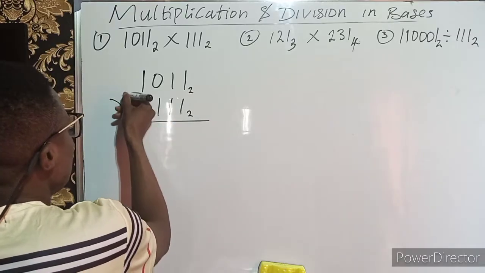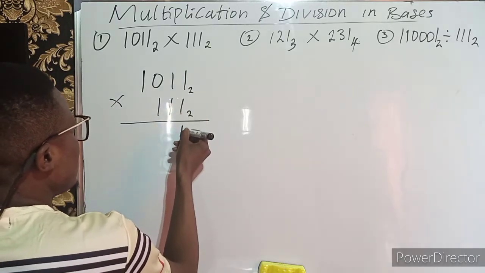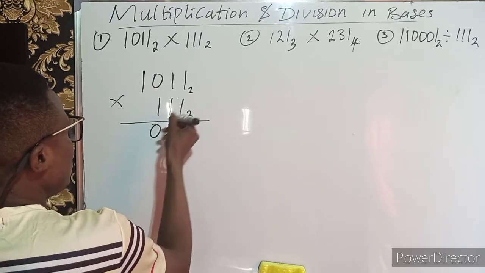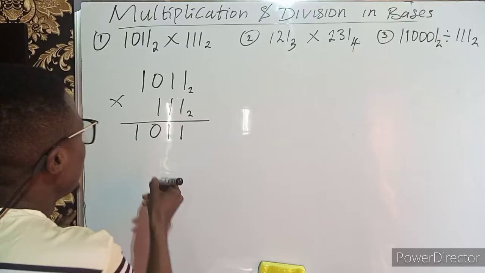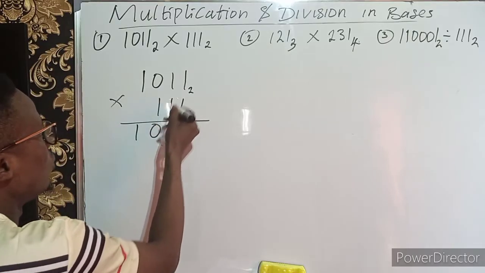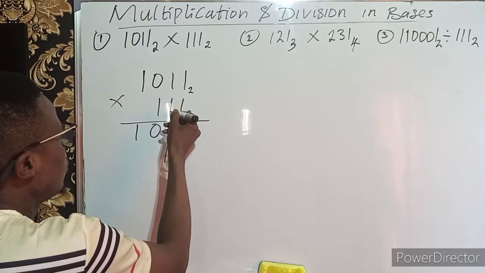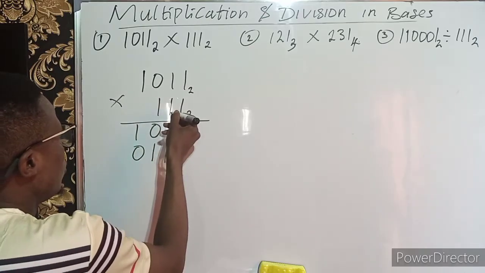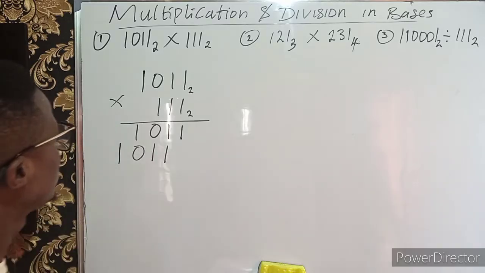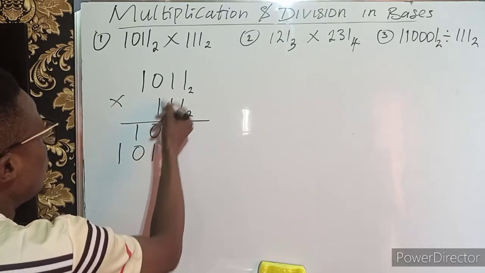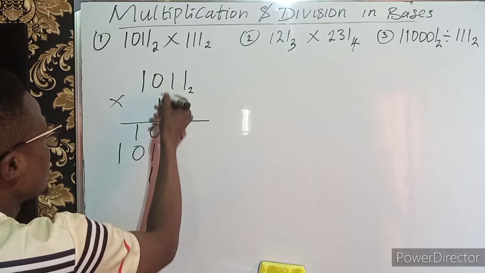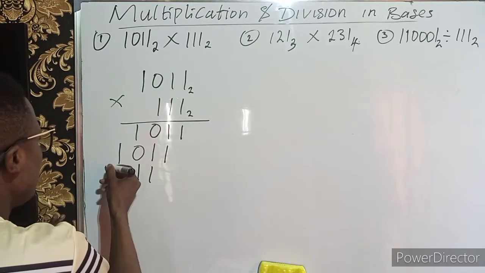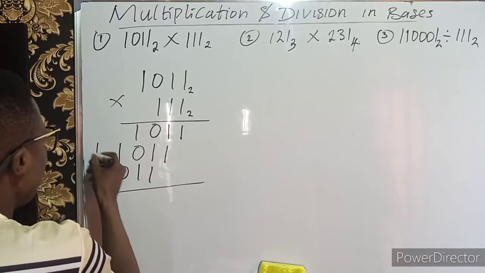Now let us see. 1 times 1 is 1. 1 times 1 is 1. 1 times 0 is 0. 1 times 1 is 1. You use the next number. 1 times 1 is 1. 1 times 1 is 1. 1 times 0 is 0. And 1 times 1 is 1. Also, use the last number. 1 times 1 is 1. 1 times 1 is 1. 1 times 0 is 0. And 1 times 1 is 1. Remember, all in base 2.